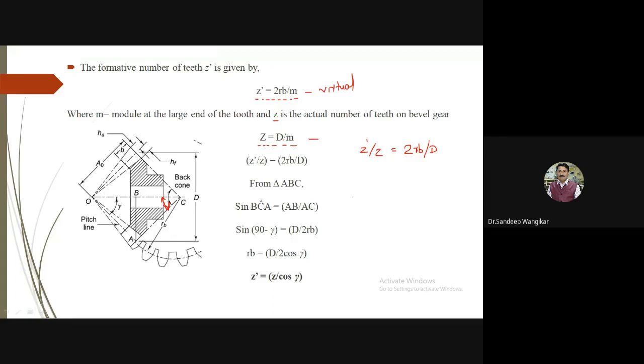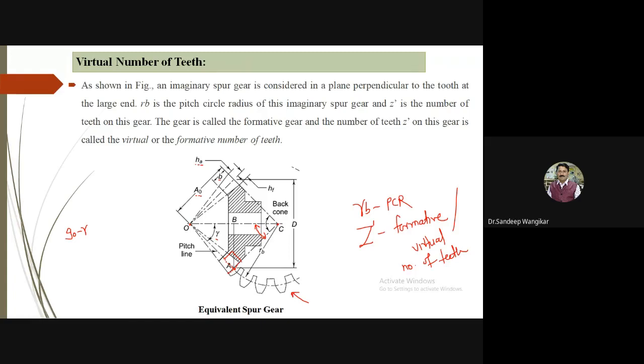This angle is 90 minus gamma. How? I have given you an idea here. If you consider this complete triangle, this angle is gamma, this is 90 degrees, therefore this will become 90 minus gamma. Therefore, you can say that angle BCA is equal to 90 minus gamma.